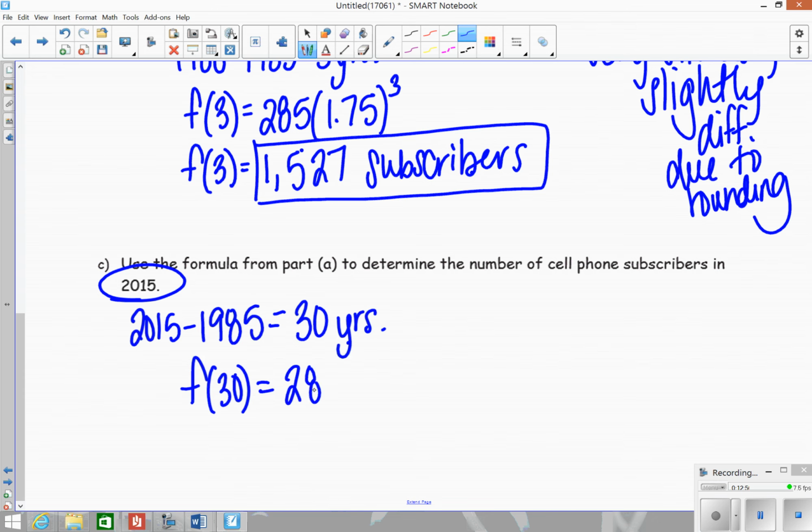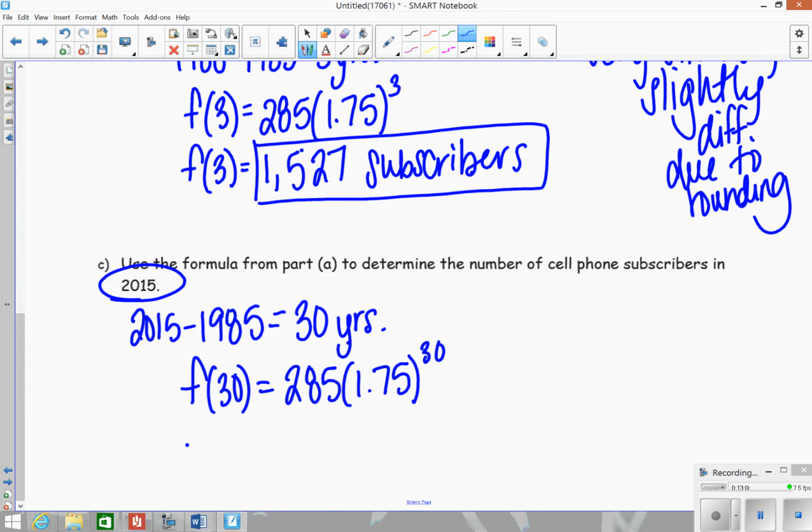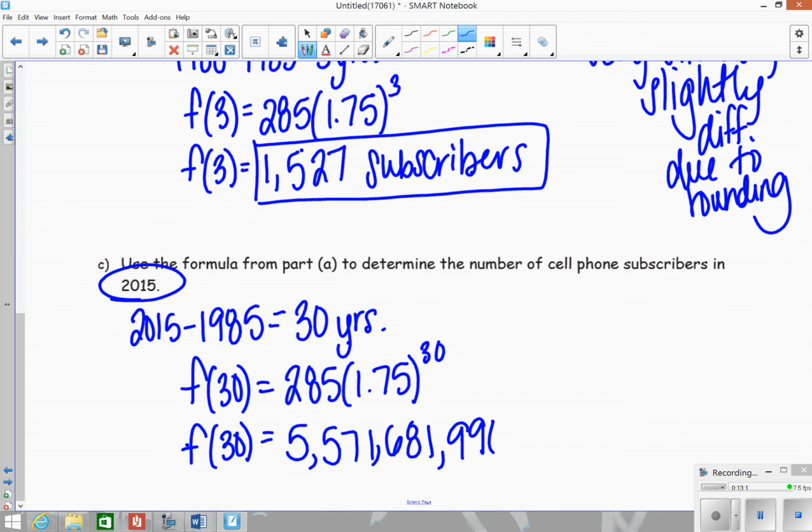So 285, 1.75 raised to the 30. So I'm using, remember, this original formula from up top. And when you do that, we get 5,571,681,990 subscribers.